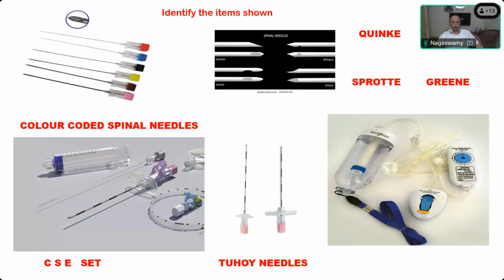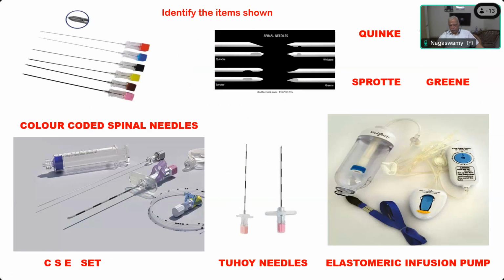When you want to give continuous post-op epidural analgesia, patient controlled. What is this? This is a reservoir for local anesthetic. Baxter, sir? Baxter infusion. Elastomeric pump. Okay, this is an elastomeric infusion pump.